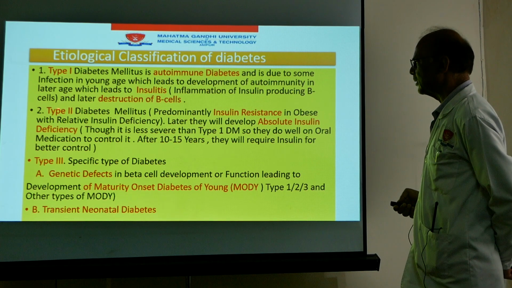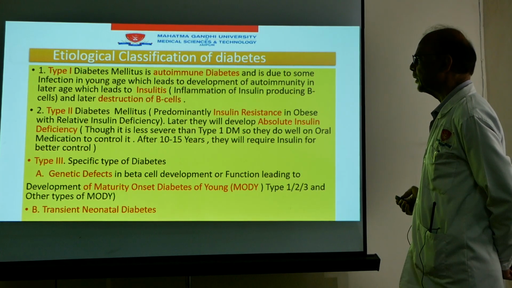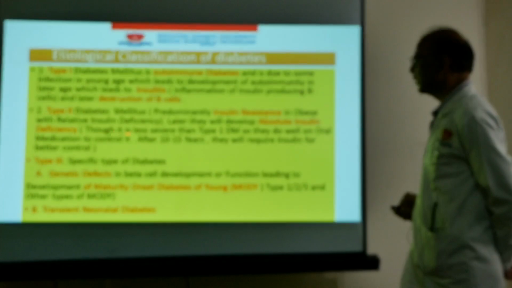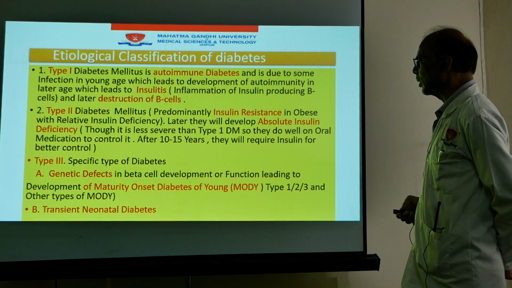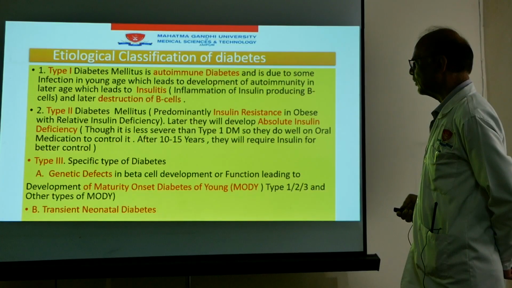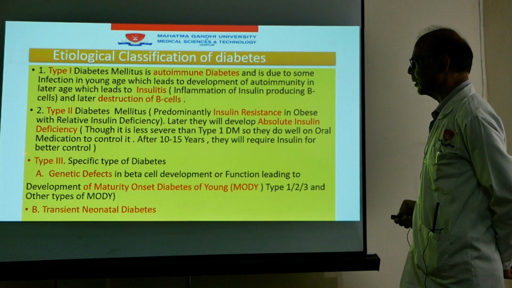In type 2 diabetes, it is predominantly insulin resistance in obese patients with relative insulin deficiency. Later they will develop absolute insulin deficiency, though it is less severe than type 1 diabetes, and so they do well on oral medication to control it. After 10 to 15 years of diabetes, they will require insulin for better control.